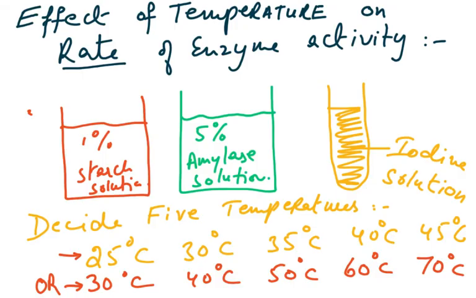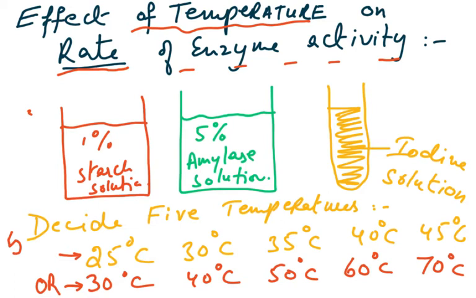Now we start with the first experiment, which is how are we going to study the rate of enzyme activity. So we're going to study the rate of enzyme activity, but how does temperature affect it? So the first thing which I always tell you is that you've got to take 5 temperatures. If I ask you to study the effect of pH, then you will take 5 pH. If I say study the effect of temperature, then we're going to take 5 temperatures.